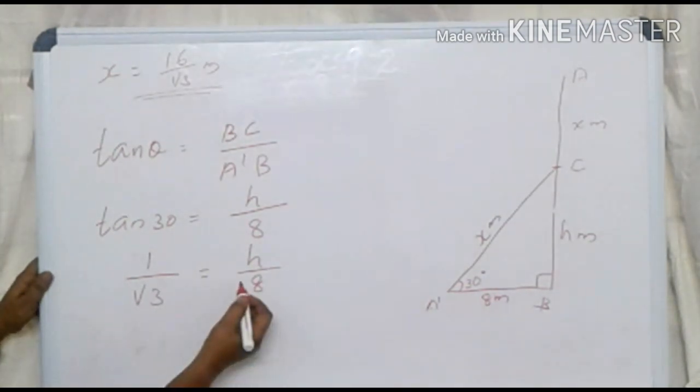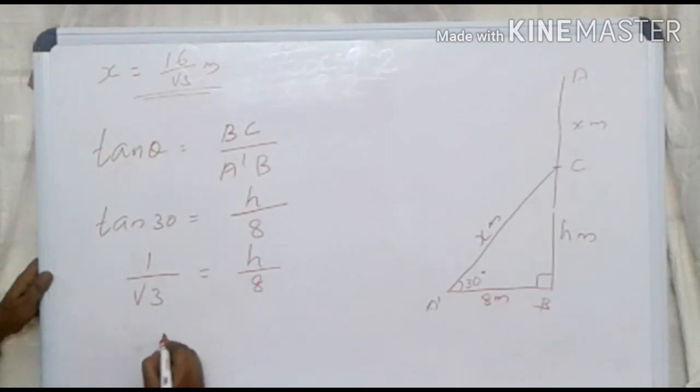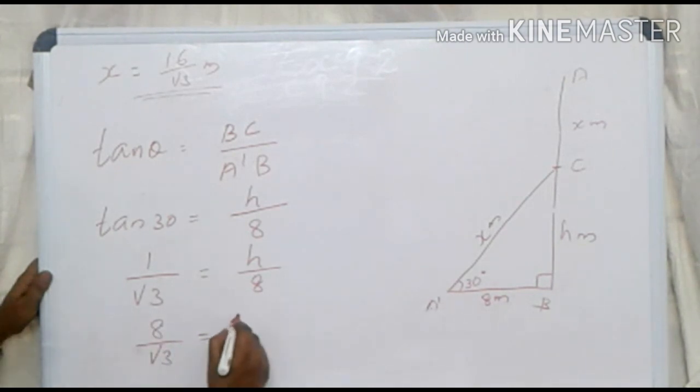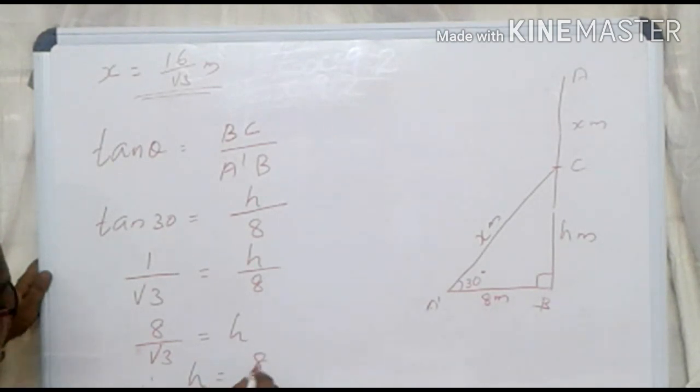While doing the cross multiplication, what do we get? 8 comes to the other side, so 8 by root 3 equals h. Therefore, h equals 8 by root 3 meters.